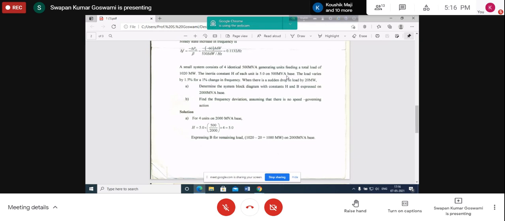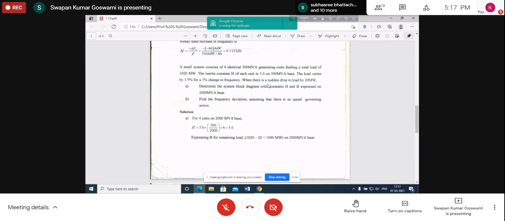Obviously, in power systems, we calculate everything in per unit, so here also we shall do that. The inertia constant H of each unit is 5 on a base of 500 MVA. The load varies by 1.5% for 1% change in frequency. That is nothing but the value of B. When there is a sudden drop in load by 20 megawatt, then you have to calculate these things.